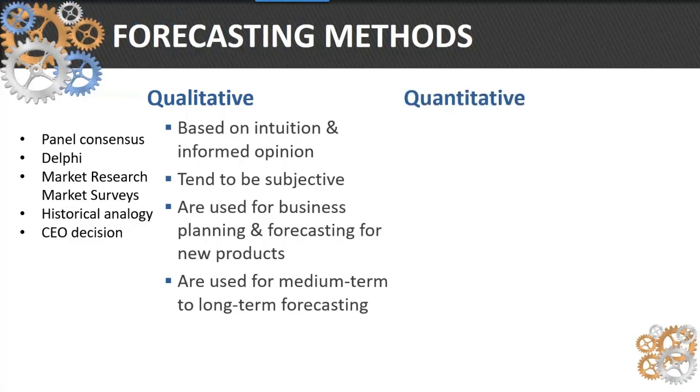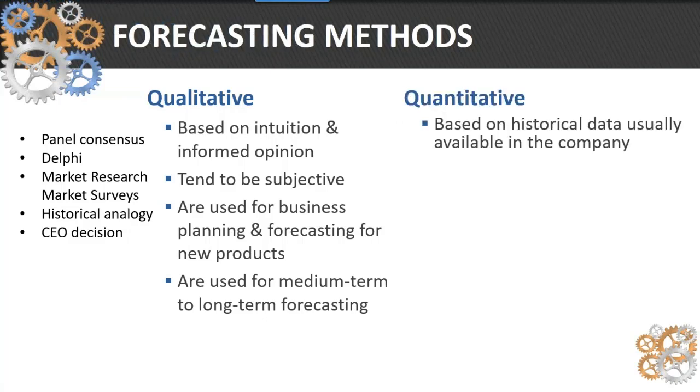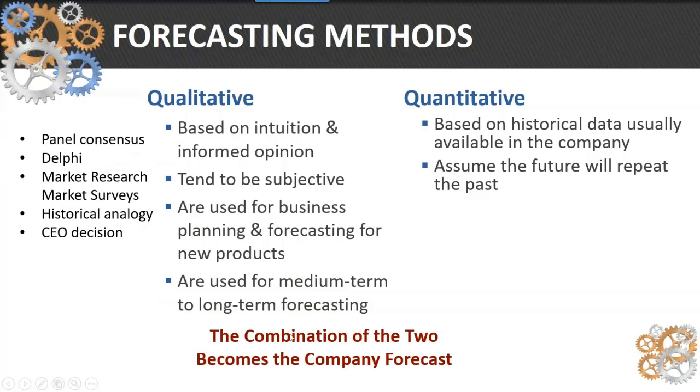The other type of forecasting is quantitative, and this is based on historical usage, historical calculations of data. And it assumes the future will repeat the past. The combination of the two, the qualitative and the quantitative, then becomes the company forecast. So in terms of QAD, this is where you use 22.1 forecast maintenance to input the values into your MRP system.